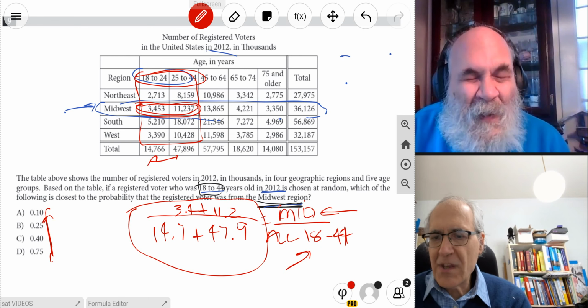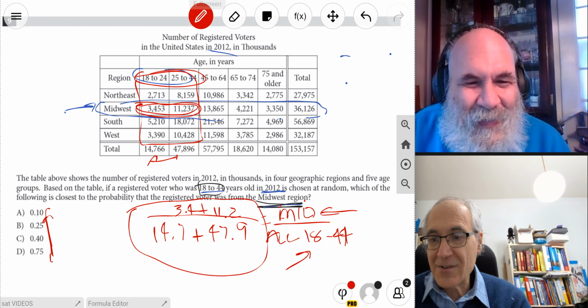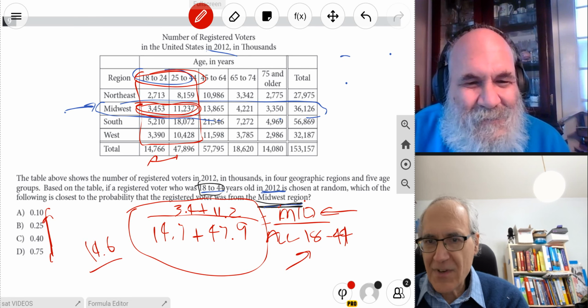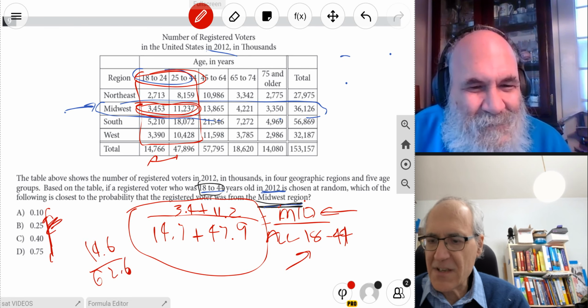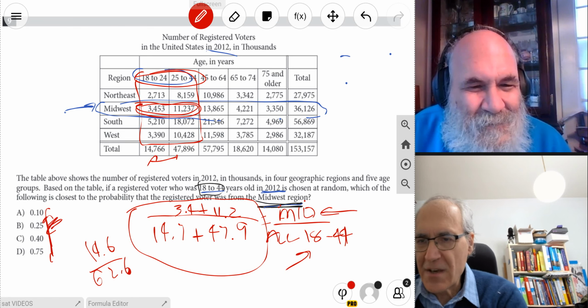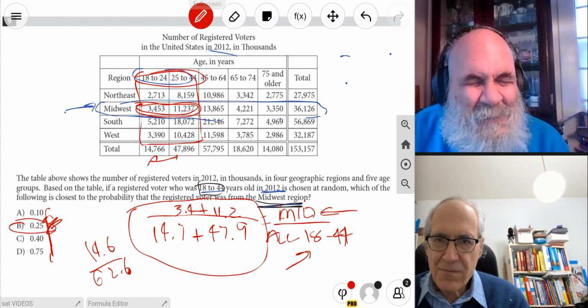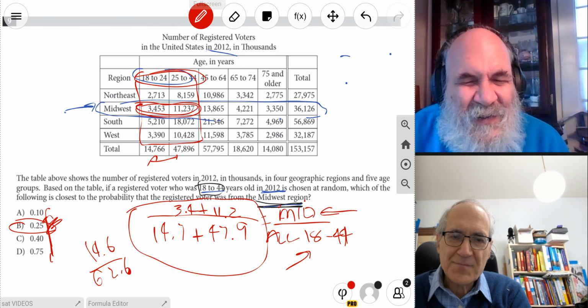So we do 3.4 plus 11.2, which is 14.6. Now we do 14.7 plus 47.9, which is 62.6. So it looks like it's going to be that one, but let's see. 14.6 divided by 62.6 is 23%. So it's that one. So this really was a conditional question, where we had to pay attention to the condition. This is called a conditional probability question.